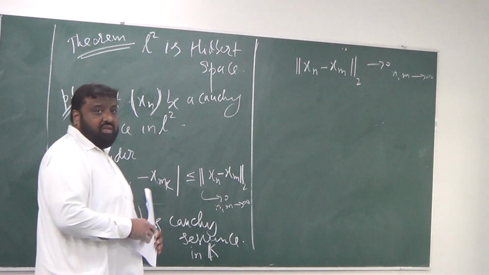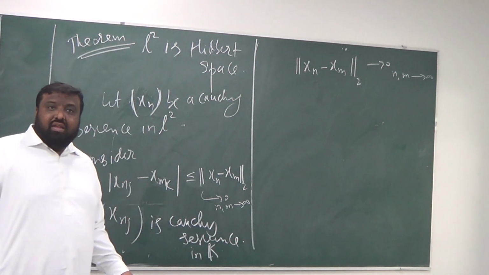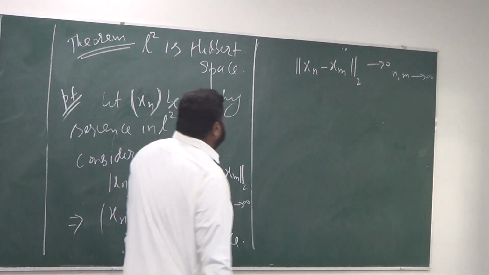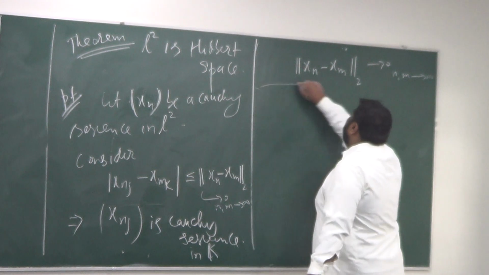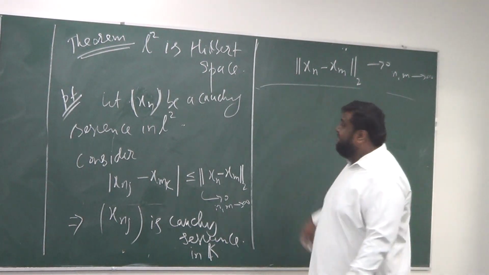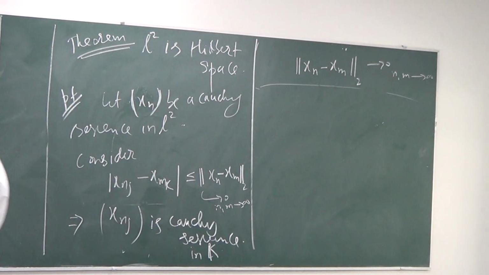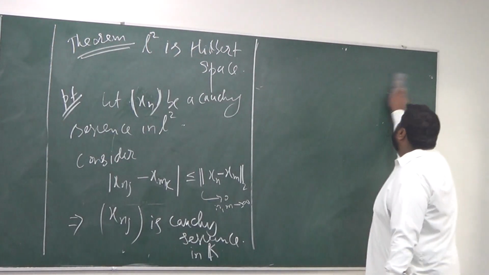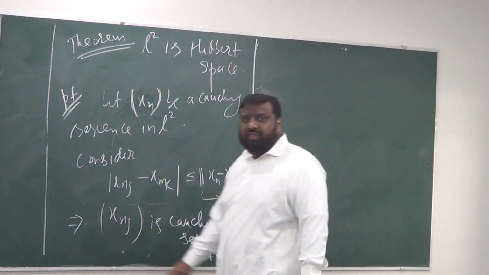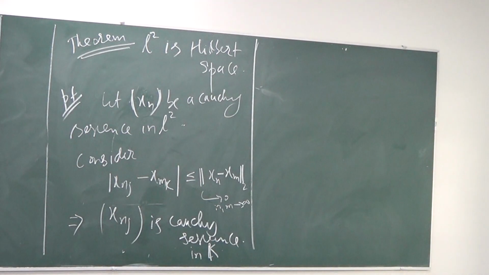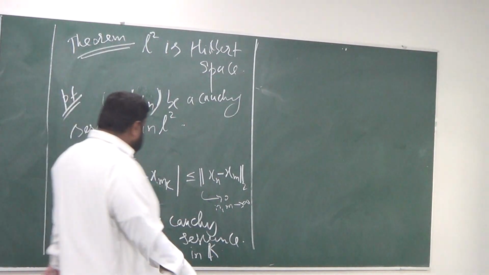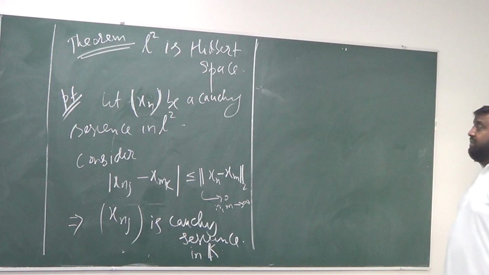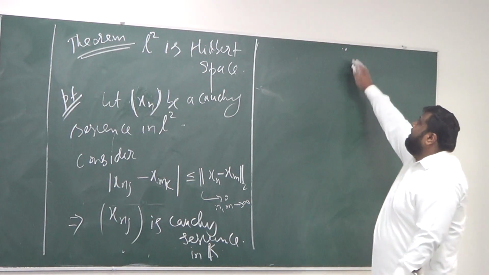Now we can use the triangle inequality on that, but it would not be that simple, so I'll get rid of it. xnj is a Cauchy sequence. Is it making sense? So each of the components is a Cauchy sequence.